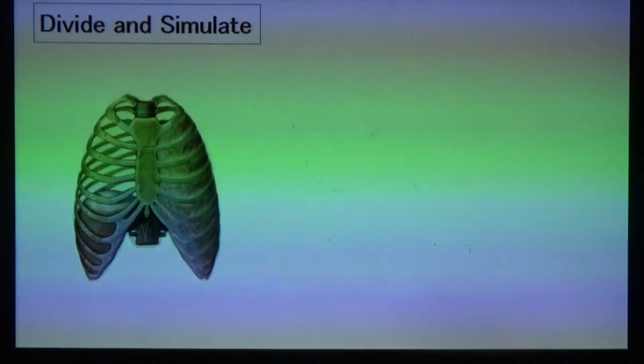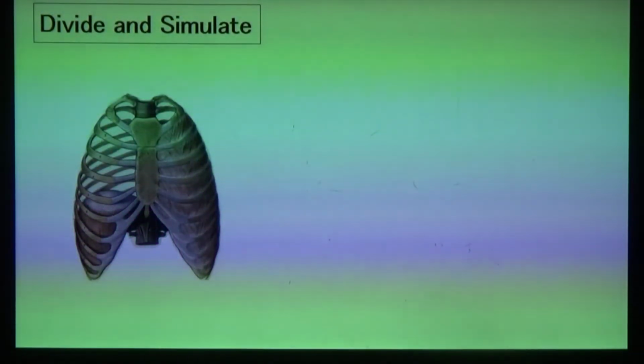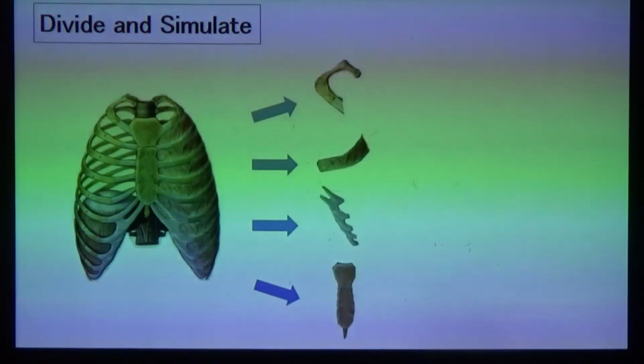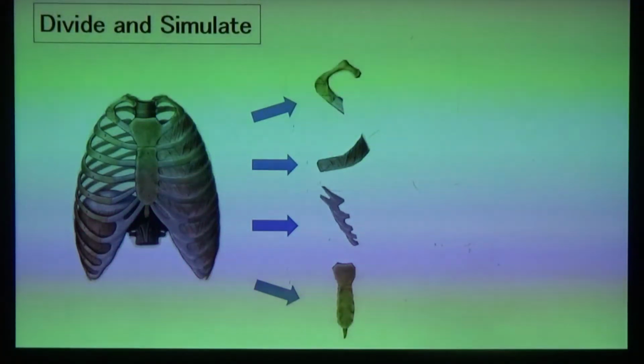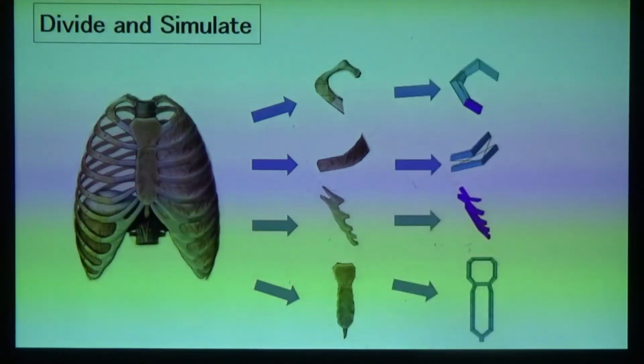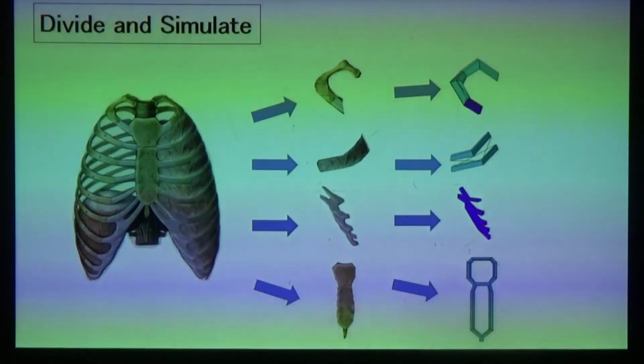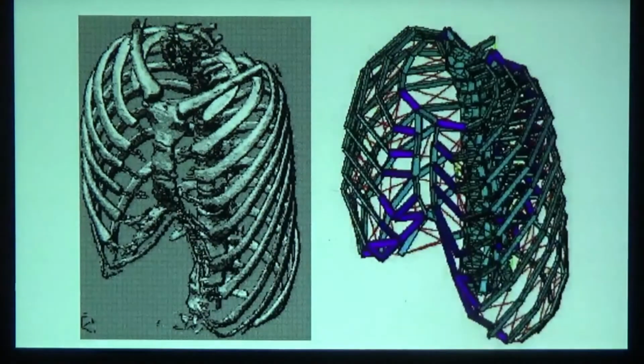Likewise, going back to the original issue of the thorax, we can divide the thorax into its components, such as ribs, sternum, and cartilages. Then simulate each of these components with appropriate models. By combining the components, we can simulate the original thorax with a biomechanical model. Please look at the right figure. The thorax is modeled as an entity consisting of beams and springs.